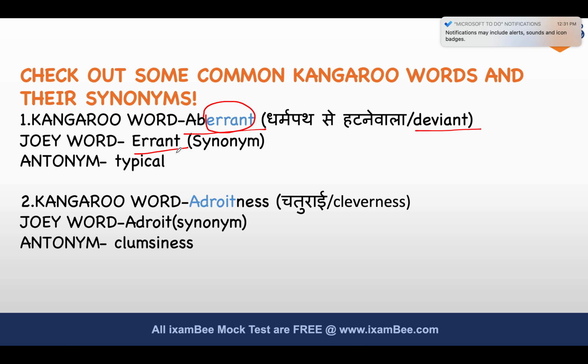Now, let's quickly take a look at the antonym. What is the antonym? The opposite word for errant is typical, right? So, you see what we are doing. We are using one word and our set is ready. If you remember the main word, you will find out the synonym. You will remember the synonym automatically because it's hidden in the word. And you will also be able to remember the antonym. Okay?